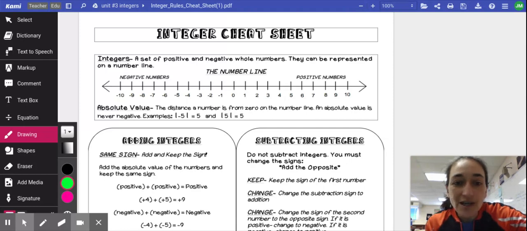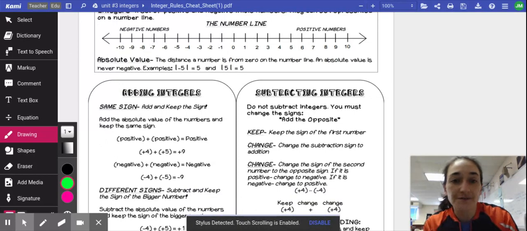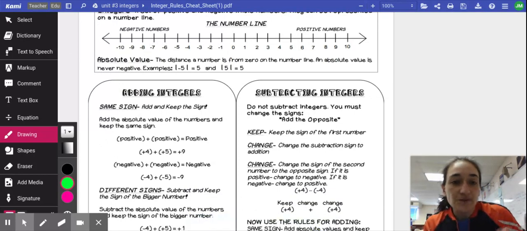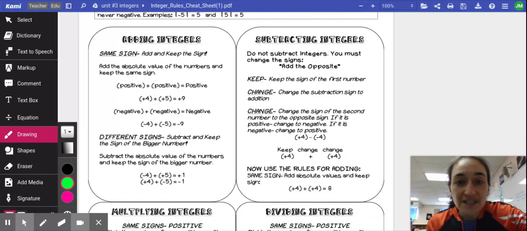So again, at the top, they're just reviewing that integers are sets of positive and negative whole numbers. So they show you a number line. Negatives are always to the left, positives are always to the right. Again, we give you another example of absolute value, which really just means the distance from zero. So basically dropping the sign and keeping it a positive number if it's just a digit in between the absolute value bars.